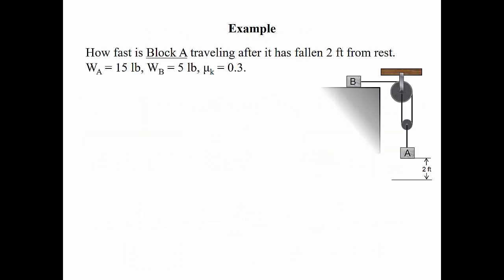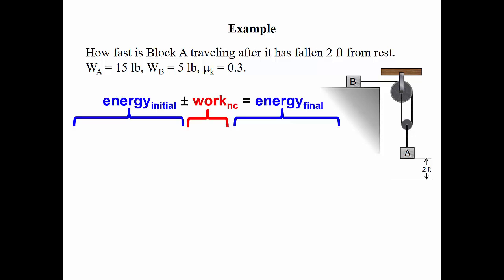Here's an example. Let's find out how fast block A is traveling after it's fallen 2 feet from rest. The weight of block A is 15 pounds, the weight of block B is 5 pounds, and our coefficient of kinetic friction is 0.3. We'll start with our energy balance equation. The initial energy plus or minus non-conservative work is equal to the final energy.